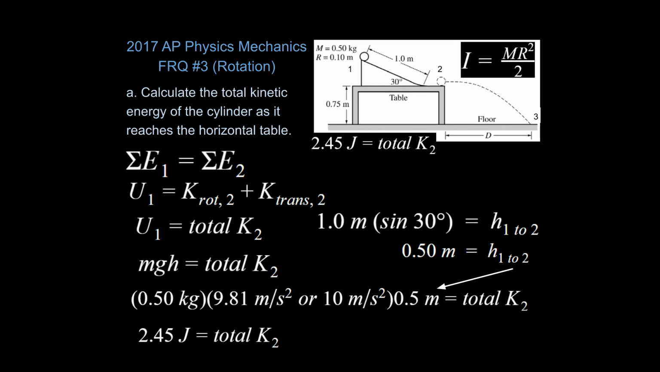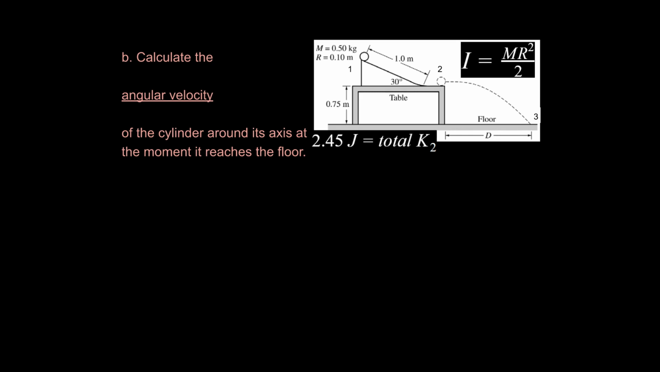They're going to expect that you know that information moving forward, and you take that and use that information going forward. All right, let's continue. So B says calculate the angular velocity of the cylinder around its axis at the moment it reaches the floor. It's talking about how fast this thing is rotating as it hits the floor.